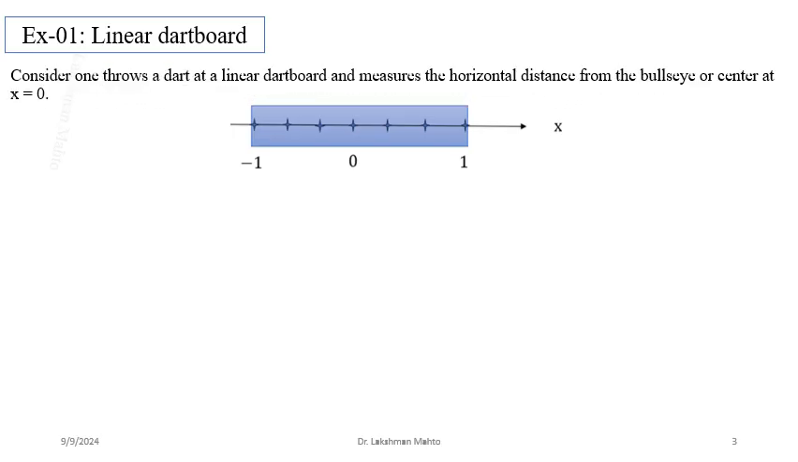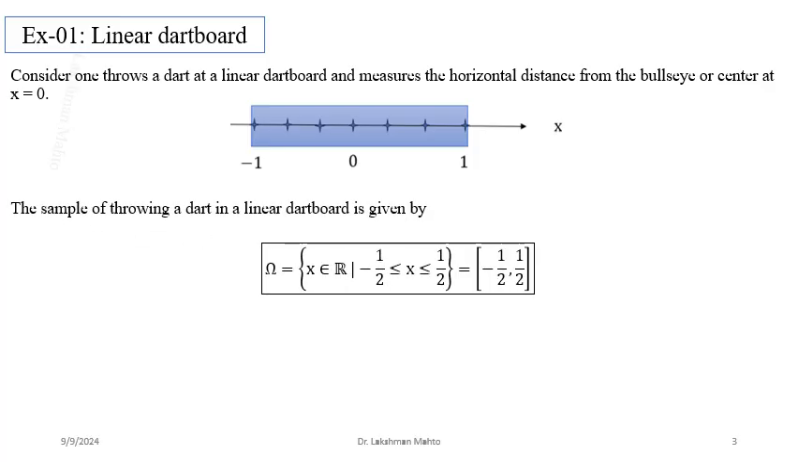Consider one throw of a dart at a linear dartboard, and measure the horizontal distance from the bullseye or center, which is located at the origin, x equal to 0. Now, what would be the sample space? What are the possible outcomes? If you are participating in a shooting game, the possible shots are those which fall in the given region. If someone shoots outside the region, it will not be counted, so it is not a possible outcome. The collection of all possible outcomes is those points between minus 1 and 1. The sample space is the closed interval minus 1 to 1. You have completed the first basic concept, the sample space.